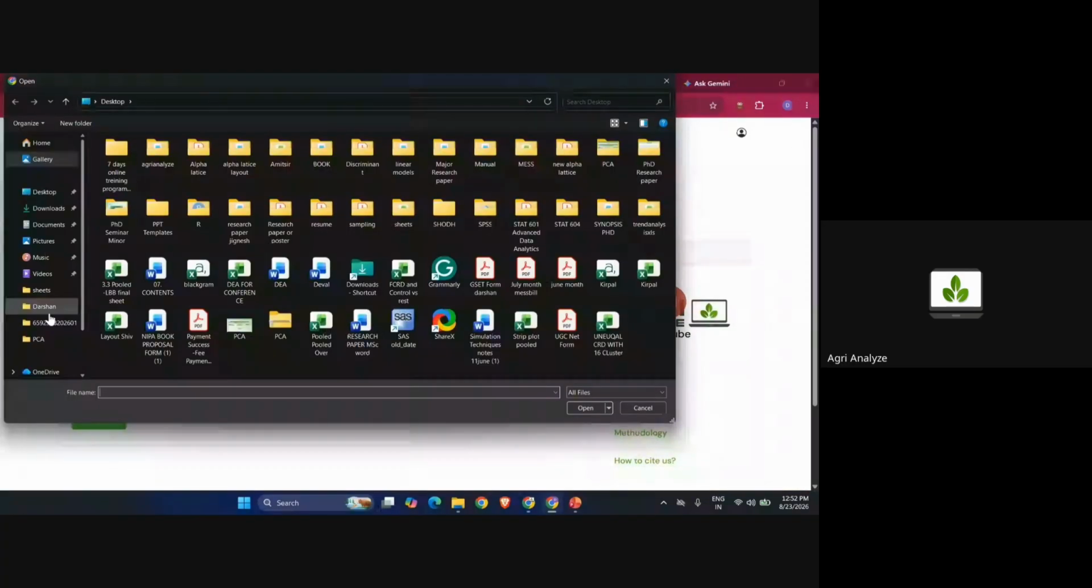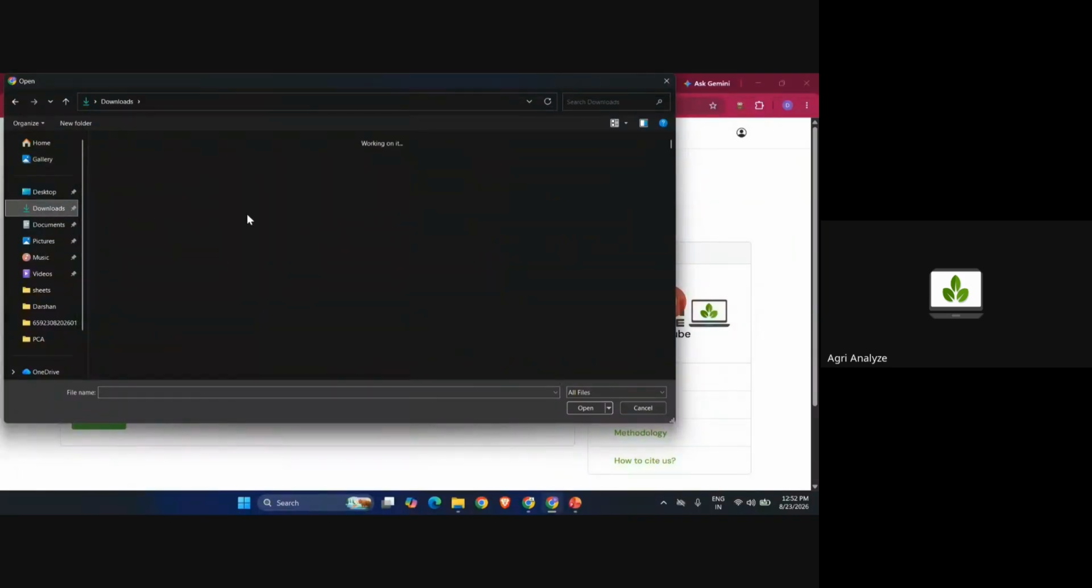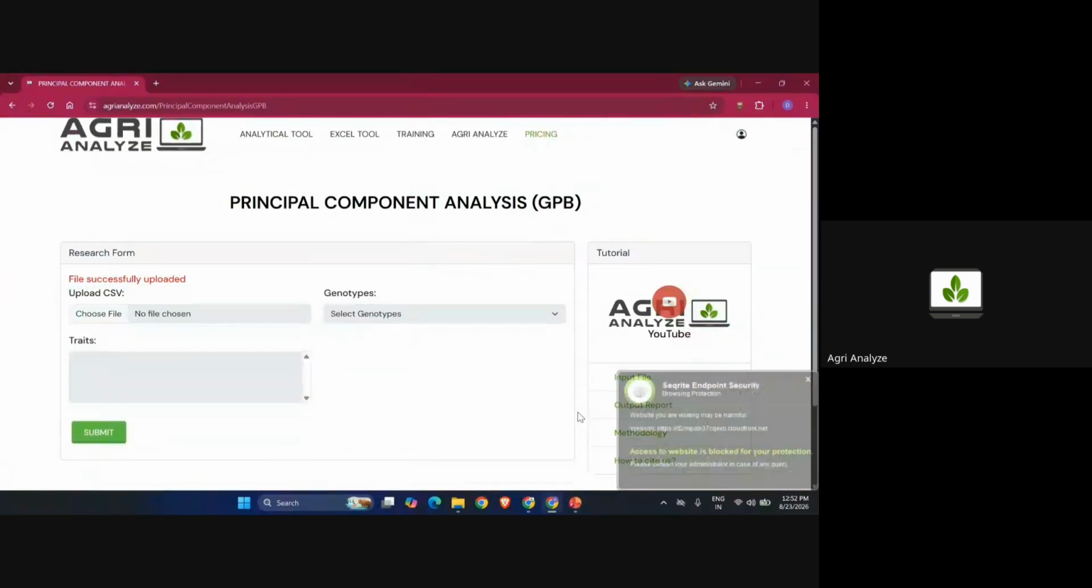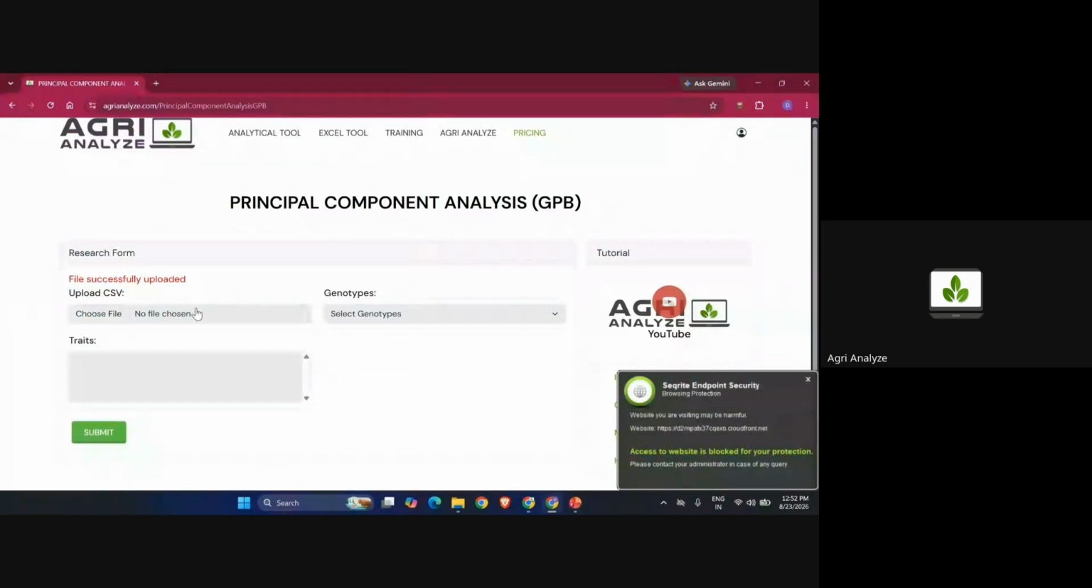You have to upload the CSV file of your data. Sample data is there, the PCA sample data in your folder. You have to select this data file from the folder and click on open. So here the file of our data is successfully uploaded.